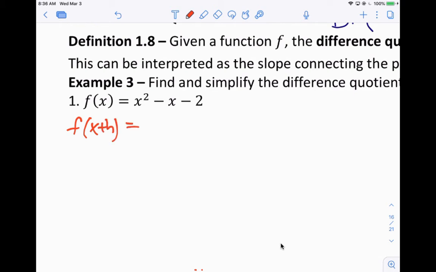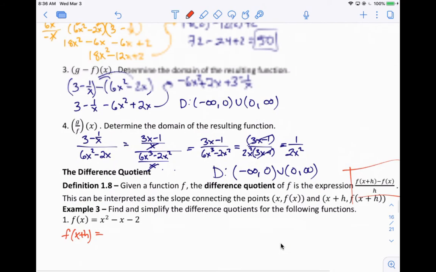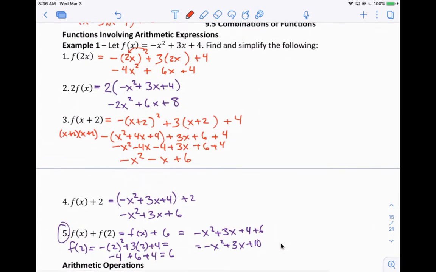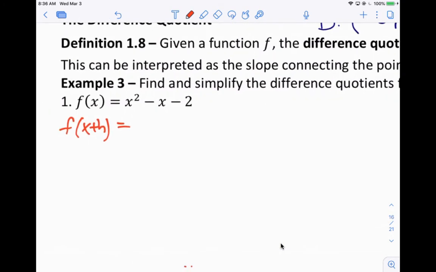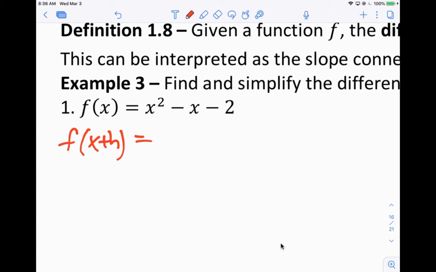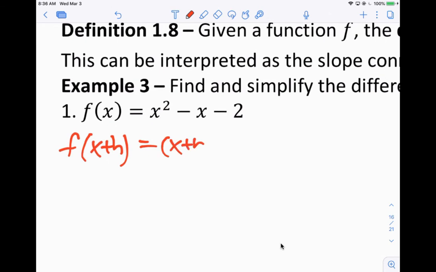Now we've seen something like this. We did x plus 2, right? We did it in the last video. We did this guy right here. So you can plug in anything you want to the input. All we're going to do is add an h to the input, and then we're going to simplify it as much as we can. So x plus h squared minus x plus h minus 2.